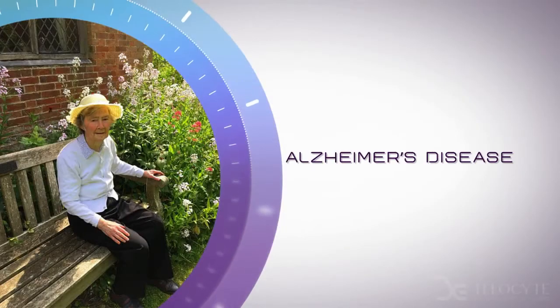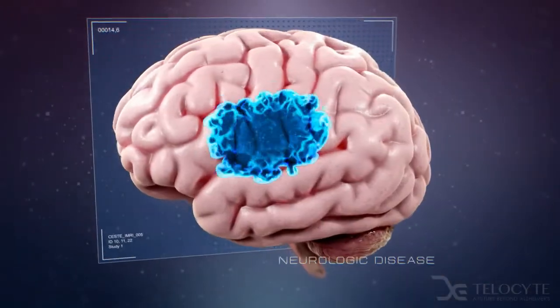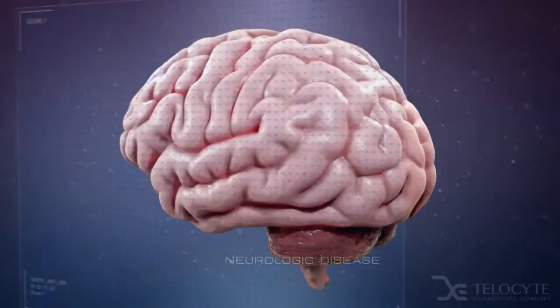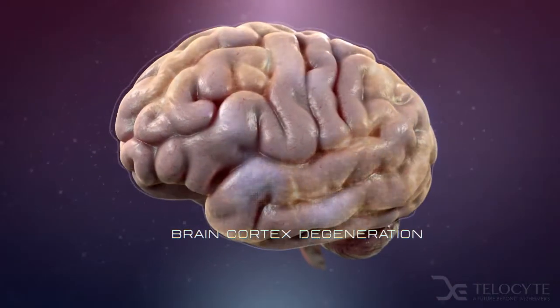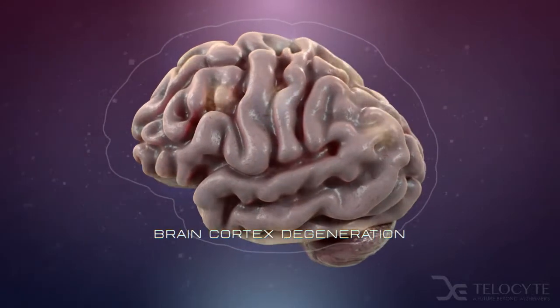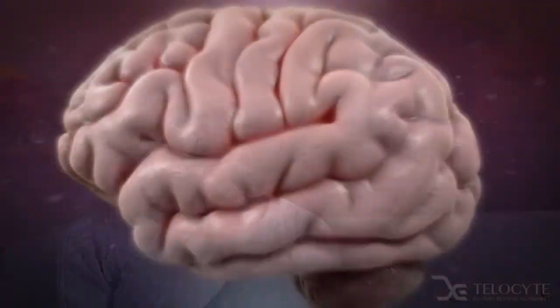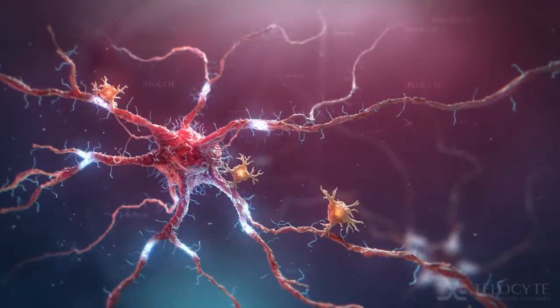Alzheimer's disease is one of the most common age-related neurologic diseases. It involves degenerative changes and cell death in the cortex of the brain, with gradual loss of cognitive function. Many factors contribute to the disease, but the fundamental process is age-related epigenetic changes in the glial cells of the brain.